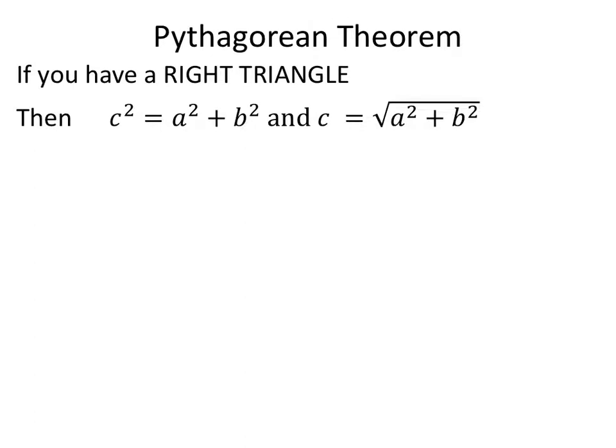We got a quick lesson here on the Pythagorean Theorem. So the Pythagorean Theorem is a conditional statement. If you have a right triangle, then c squared equals a squared plus b squared, and c equals the square root of a squared plus b squared. Now we use this formula specifically to solve for c, but what are a, b, and c?